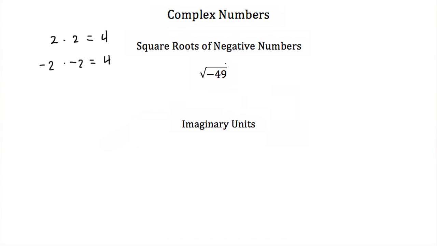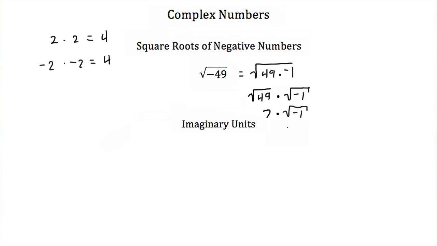Well, if I have the square root of negative 49 here, I can rewrite this as the square root of 49 times negative 1. And if I can rewrite it that way, that means I can also rewrite this as the square root of 49 times the square root of negative 1. Well, I can take the square root of 49. That's just 7. So this would be 7 times the square root of negative 1.